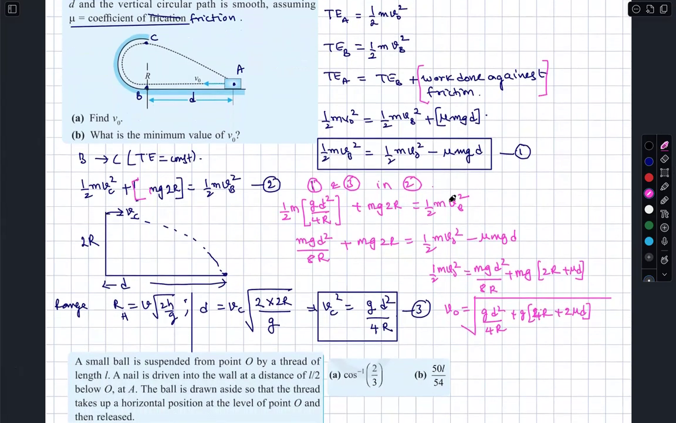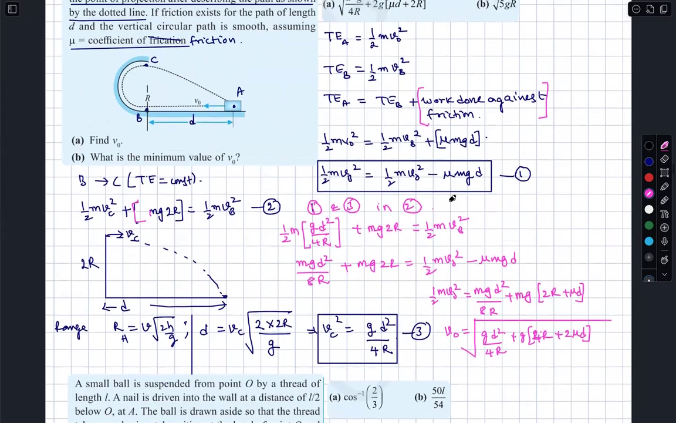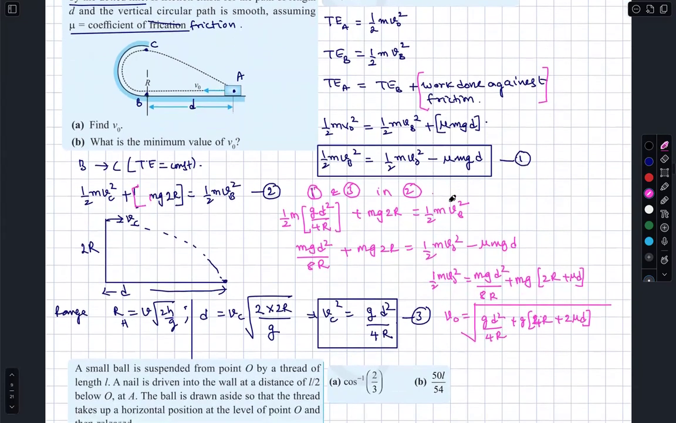That is the deal. Any doubts, boys and girls? Is the question completed? No. What is the minimum value of V naught? That is what they are asking.